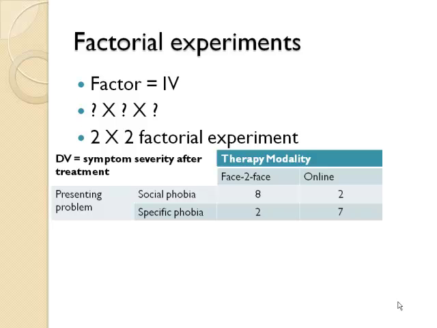Presenting problem, can't do that. Right? You can't assign somebody to have social phobia or to have specific phobia. They have it or they don't. So presenting problem is not a true independent variable.